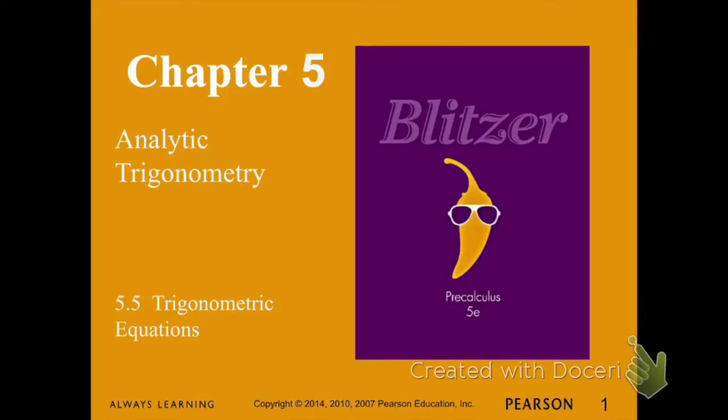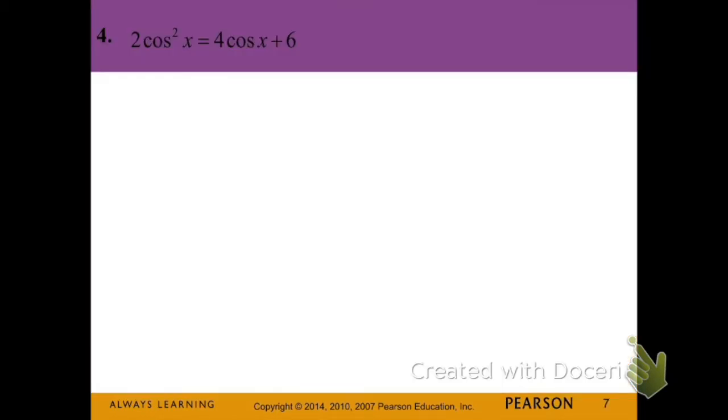Section 5.5, Trigonometric Equations, Part 2 of the notes. Example 4, we're going to solve 2 cosine squared of x equals 4 cosine of x plus 6. This is again going to be a quadratic that we're going to need to factor.